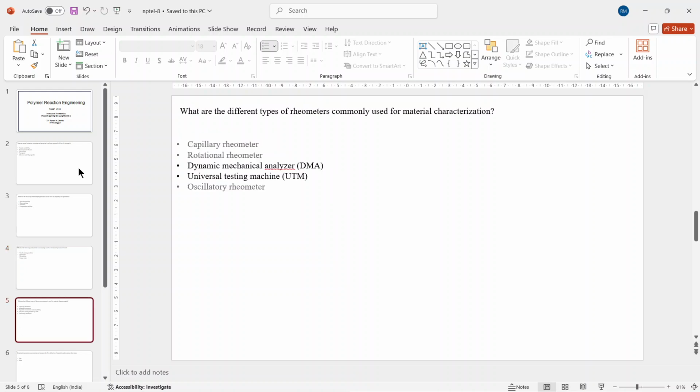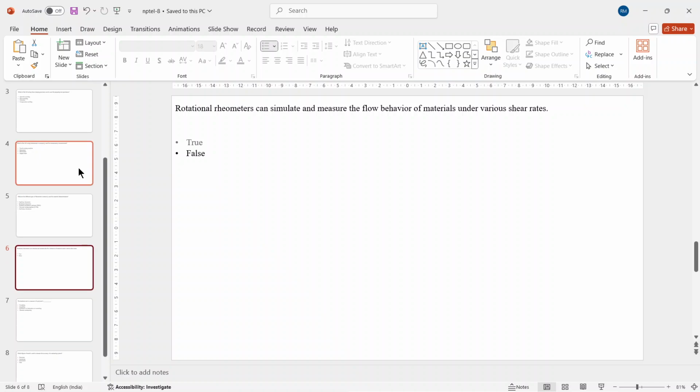Then we go to the rheometer. What are the different types of rheometers commonly used for material characterization? We have capillary, rotational, and oscillatory. Dynamic mechanical analysis is a technique which can be used in a rheometer, but it's not a rheometer itself, it's a measuring technique. And UTM itself is not a rheometer, it's an application basically. And similarly, the rotational rheometer can simulate and measure flow behavior under various shear rates. So that is also there.